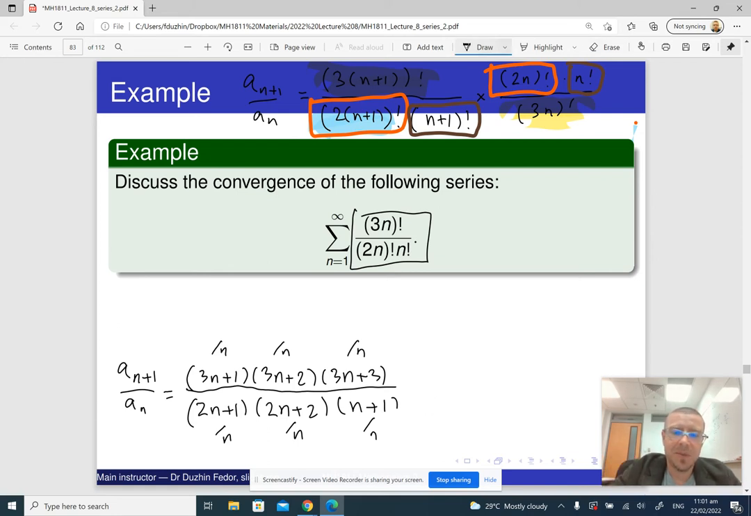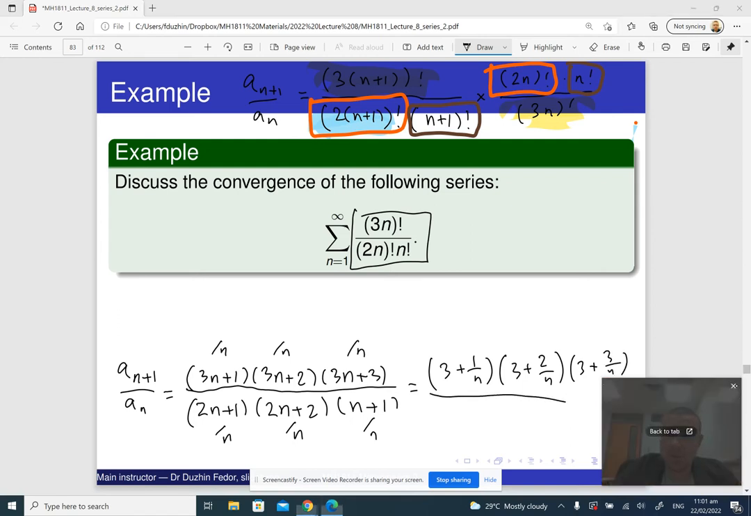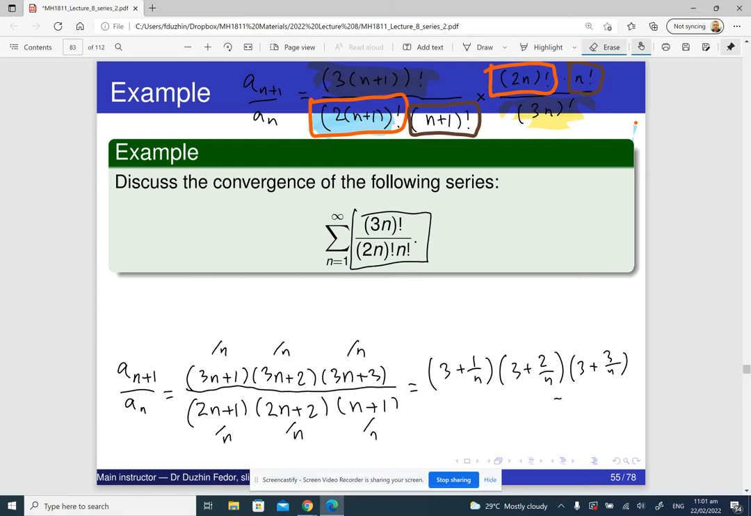Doing that, I will get 3 plus 1 over n, 3 plus 2 over n, times 3 plus 3 over n on top, and in the bottom I still have a similar thing: 2 plus 1 over n, 2 plus 2 over n, times 1 plus 1 over n. All right, and now I need to take the limit of this.